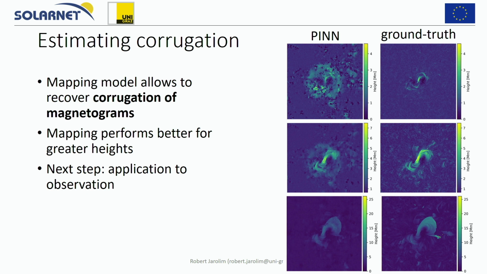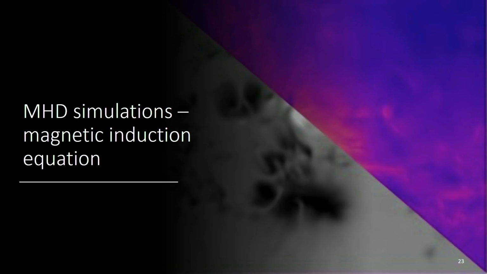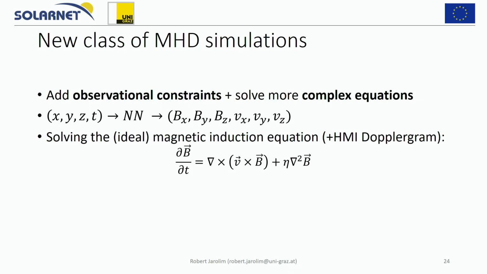So this ends the topic here, and the next step that we are currently working on is applying this to actual observations, which will then also give us an estimate of the height where we are actually observing. And with this, I want to come to the last topic, just really briefly, which is about advancing this forwards to MHD simulations. Specifically, we want to do this through the magnetic induction equation. The idea here is, let's make use of this PINN concept, let's make use of this enhanced flexibility that we have in terms of the input data to advance the complexity of the equations that we're using, but also introduce additional observational constraints in our simulation to achieve more realistic results.